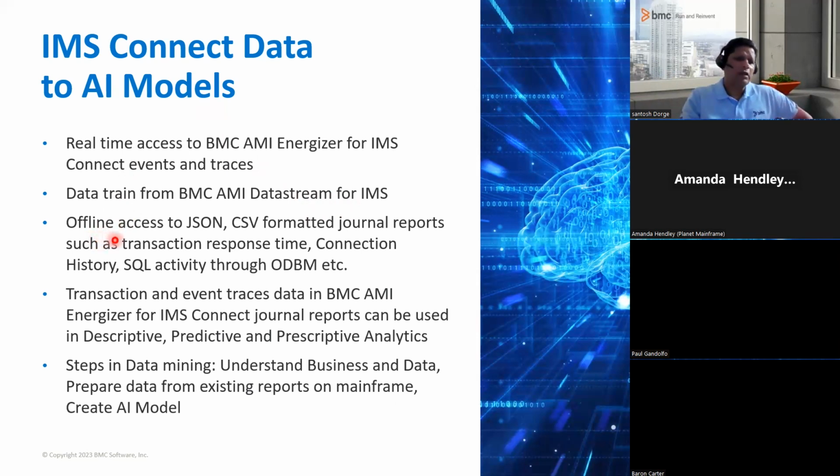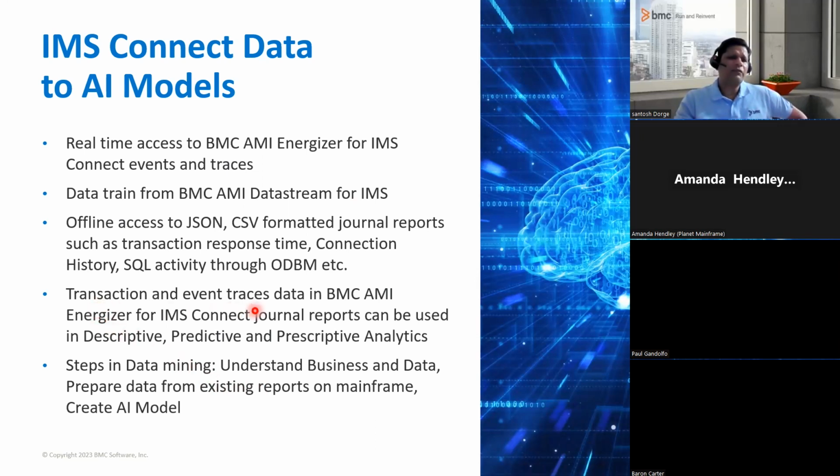Another thing we have here is offline access to JSON formatted or CSV formatted journal reports, which can be used as data sets in machine learning. The reports include transaction response time, connection history, and SQL activity through the ODBM. So this information can be used as a data set in machine learning to drive insights.